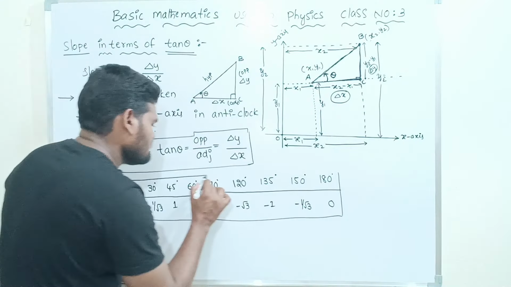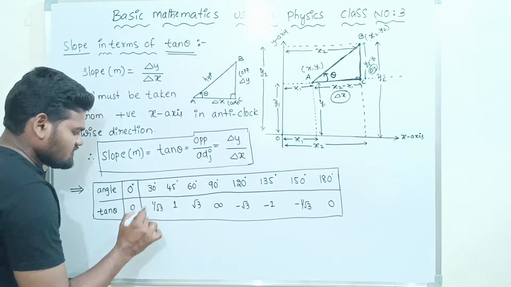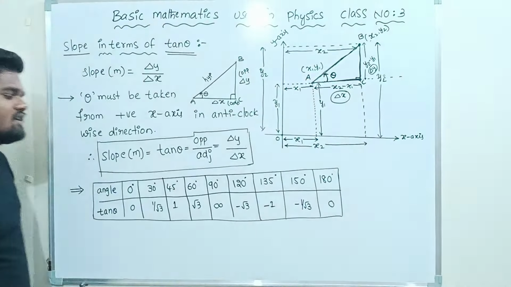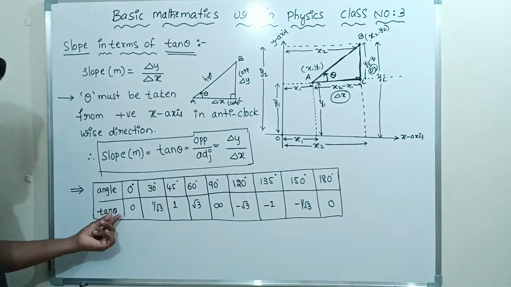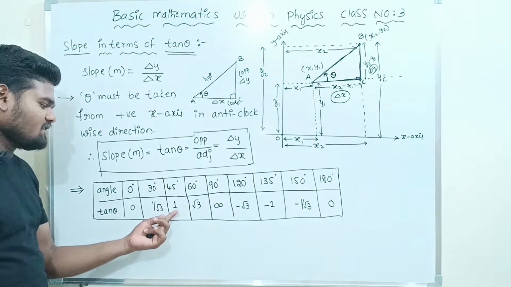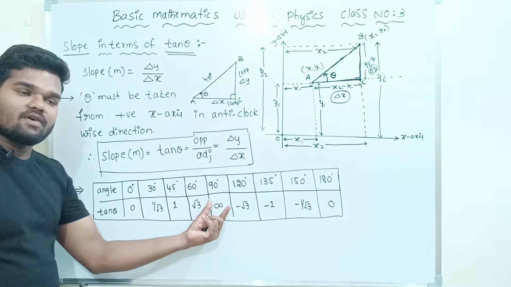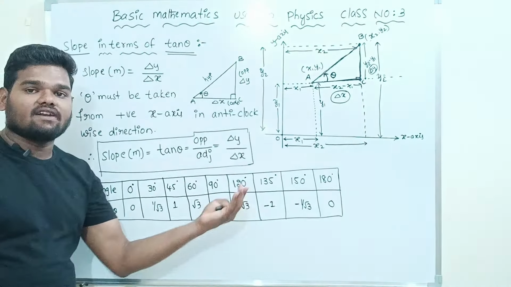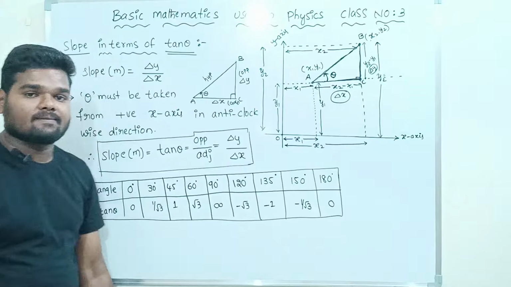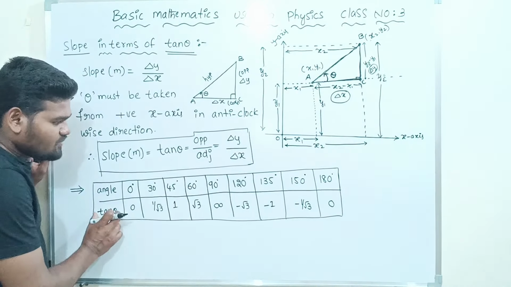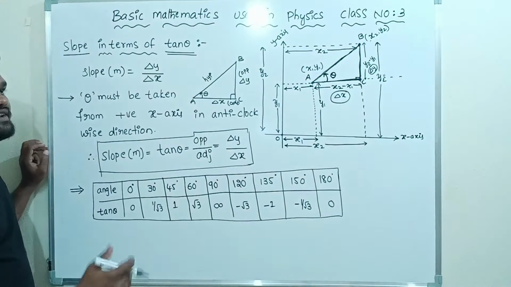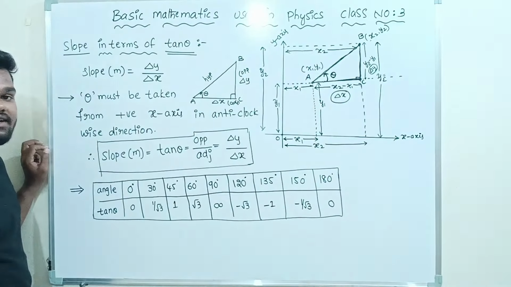Sir, what is the relation between the fixed angles of tan theta and the slope? You may have that doubt. I will explain. Have a look. Up to 90 degrees, tan theta is positive: 0, 1 by root 3, 1, root 3, infinite. After 90 degrees, that means 91, 92, 93, up to 180 degrees, see, 120 gives minus root 3, then minus 1 by root 3, then 0. That means tan theta is positive up to 90 degrees and negative from 90 to 180 degrees.